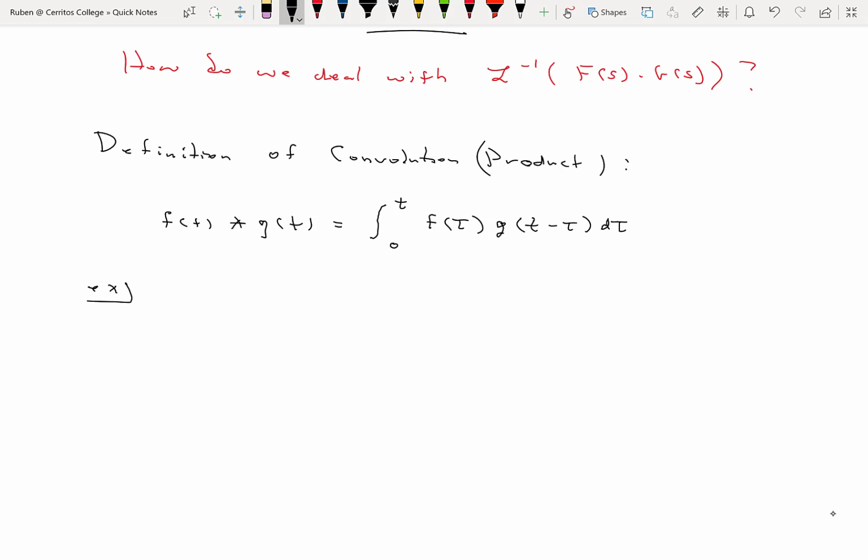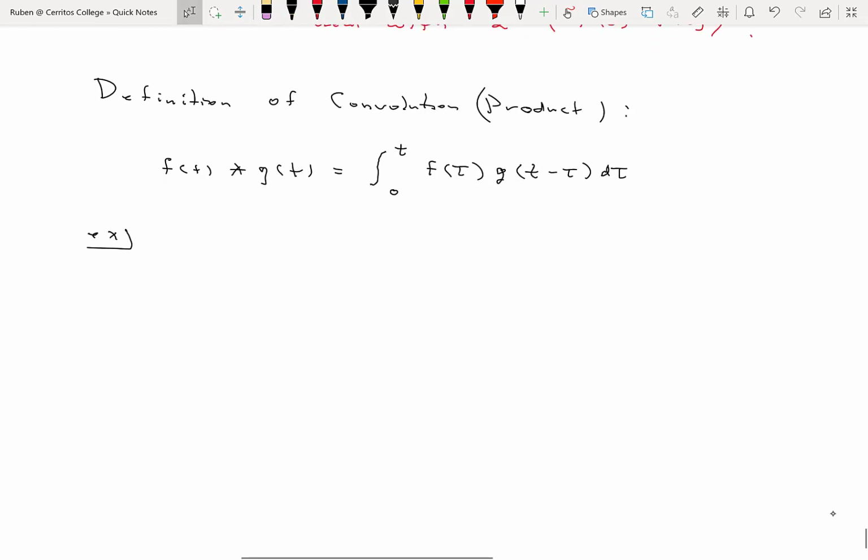So for example, find F star G if F of t equals cosine of t and G of t equals just plain old t.